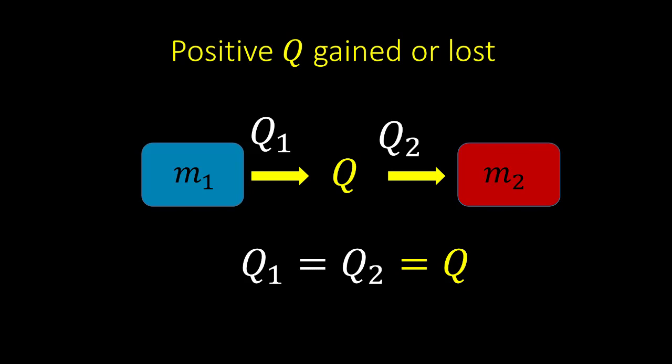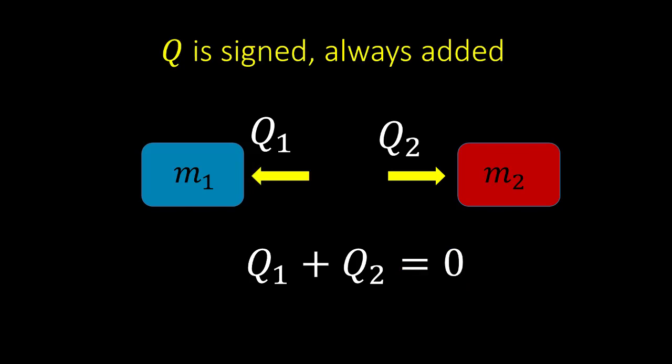For this and more complex systems and processes, we may keep track of the various positive quantities of heat exchanged within the system, or we can treat every quantity of heat as signed and always added to a body of matter. Recall that if Q is positive, heat energy is gained by the object, and if Q is negative, heat energy is lost from the object. In this case, Q1 is the heat added to object 1, and Q2 is the heat added to object 2, and they are connected by the statement that Q1 plus Q2 equals 0.